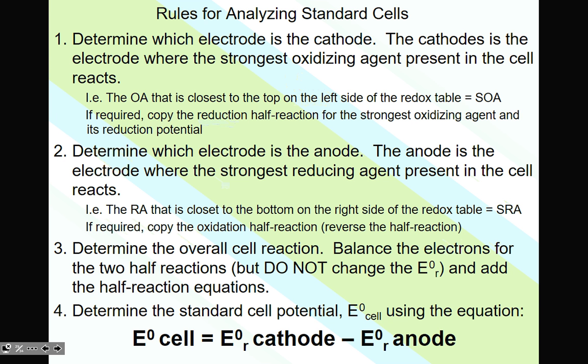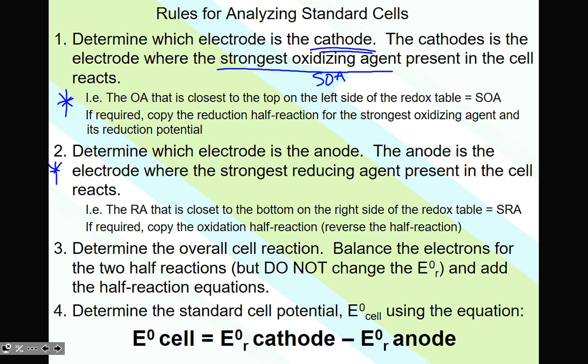So, rules for analyzing standard cells. I'm going to read this to you. Determine which electrode is the cathode. Let's review: a cathode is the electrode where the strongest oxidizing agent, your SOA, present in the cell reacts. And to review, the OA closest to the top on the left-hand side of the redox table, the very highest, is your SOA. If required, copy the reduction half reaction for the strongest oxidizing agent and its reduction potential.